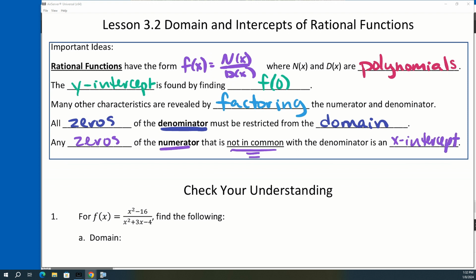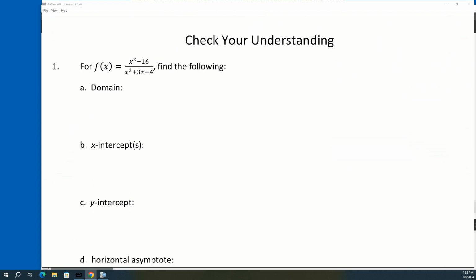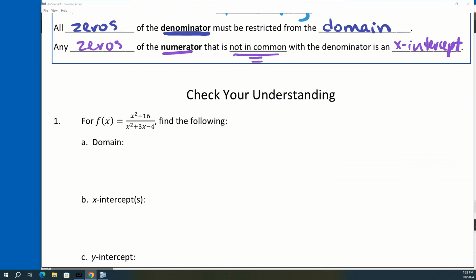Right. So right now, this looks like a whole bunch of words, but as we go through, we'll write some more notes. I think by the third one, you'll kind of understand what's happening. All right, so on example 1, we are going to find 4 things, 2 that are new today and 2 that we talked about last week. So domain is new today. To find the domain and the x-intercepts, we are going to need to factor the numerator and the denominator.